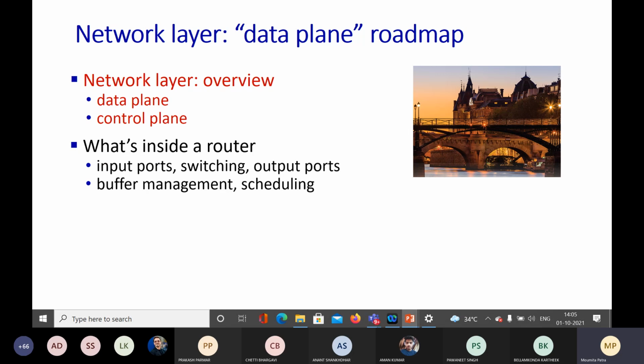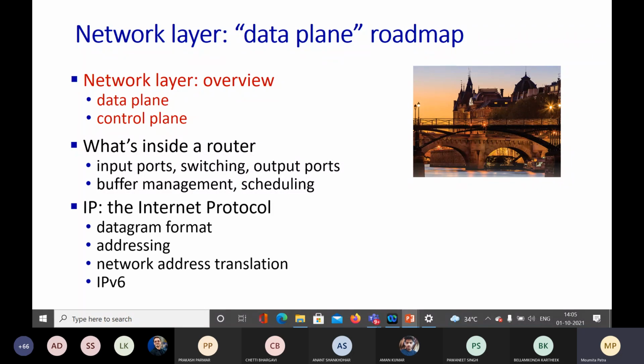What else will we look into? When we are talking about the data plane part, this part will come into the picture, that is what's inside a router. We will see different functionalities of the input ports, output ports, switching in the router, buffer management, scheduling, etc. Then we will get into the internet protocol, where we will talk about datagram format, addressing, network address translation, which is NAT, and IPv6 also.